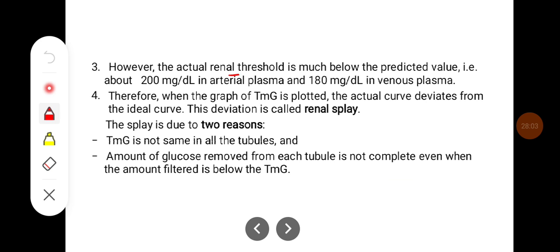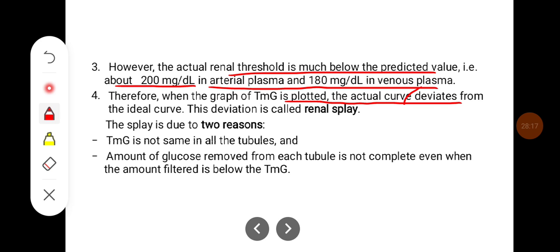However, the actual renal threshold is much below the predicted value, that is about 200 milligrams per deciliter in the arterial plasma and 180 milligrams per deciliter in venous plasma. Therefore, when the graph of TMG is plotted, the actual curve deviates from the ideal curve. This deviation is called renal splay.